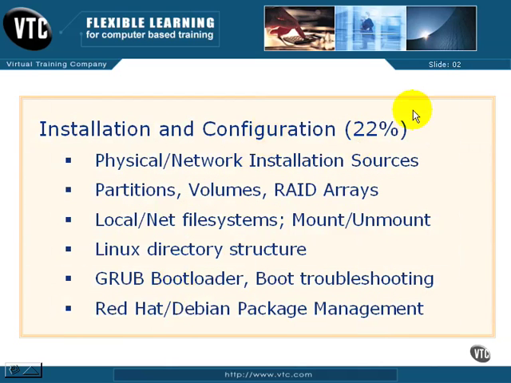Installation and configuration covers about 22% of the exam, and topics therein include things like physical and network installation sources such as CDs or FTP servers, partitions, volumes like logical volumes, RAID arrays, locally formatted or network attached file systems which can be mounted or unmounted during the boot process or afterwards, the Linux directory structure, which you may already know as the file system hierarchy standard, the grub bootloader, as well as troubleshooting tips within that bootloader.